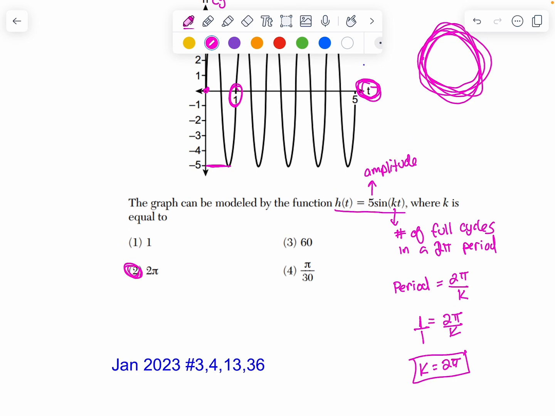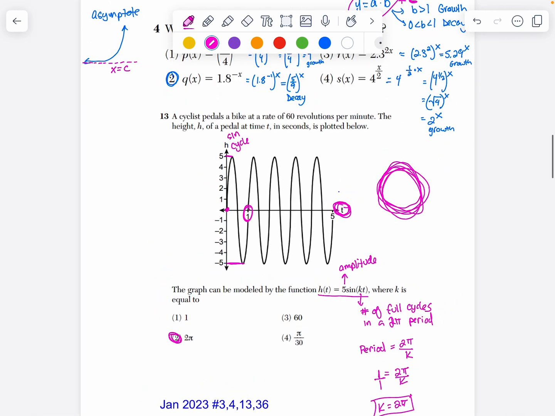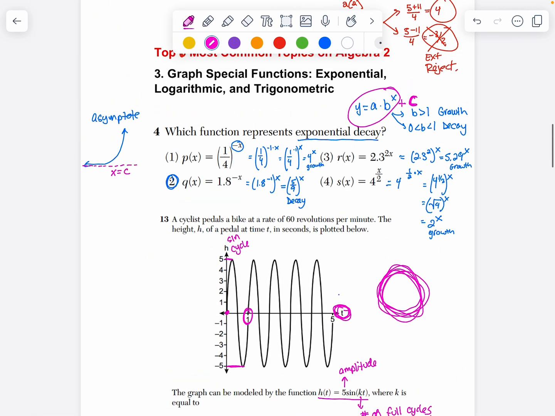Now, other graphs that you should be aware of are log functions. This Regents didn't have a log graph, but remember, logs and exponentials are inverses of each other, so they share similar features. Just like an exponential function has a y equals c asymptote, a log graph is going to look like this on its side, and it's going to have a vertical asymptote x equals, which corresponds to whatever is inside the log.